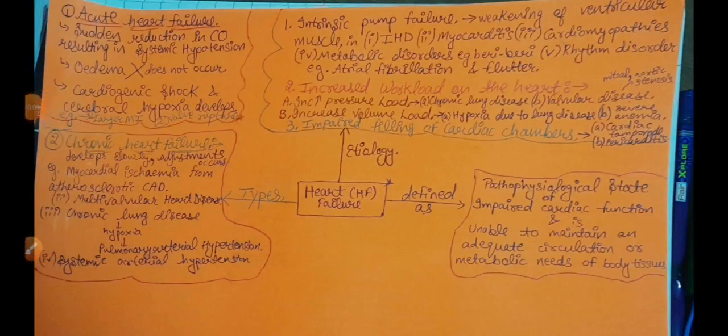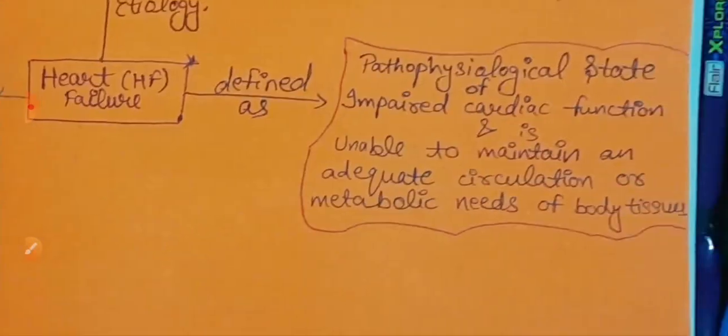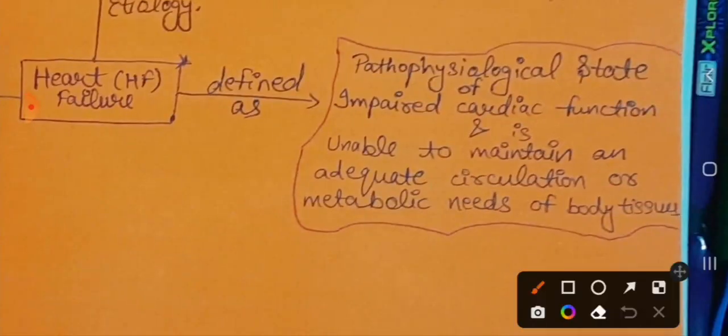Now, we will start the heart failure topic. Firstly, there is the definition of heart failure. What is the definition of heart failure? The pathophysiological state of impaired cardiac function, when the cardiac functions are improper and the heart is unable to maintain an adequate circulation which is needed by the body tissues. So the heart is unable to maintain an adequate circulation or the metabolic needs of the body tissues.